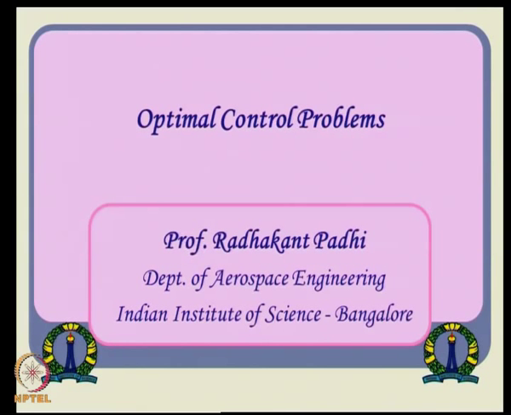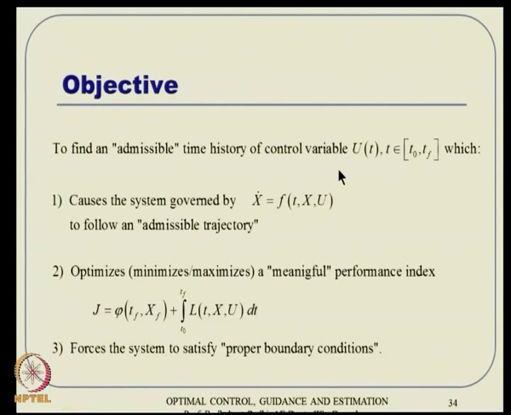But then after that we wanted to use those concepts in optimal control problems. So, the objective was something like this, to find an admissible time history of the control variable u of t, where t varies from T naught to Tf, which causes the system governed by this nonlinear system dynamics to follow an admissible trajectory, and on the way it should also optimize a meaningful performance index of this form, which is typically called the Bolza problem, where it is fairly generic. It can account for many practical problems, and also should force the system to satisfy appropriate boundary conditions as well.